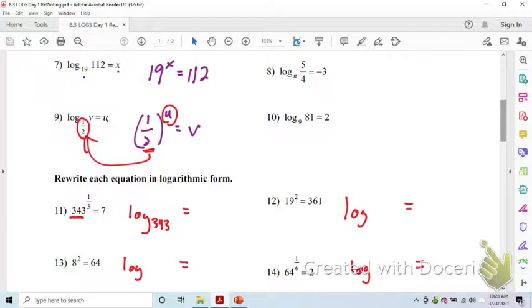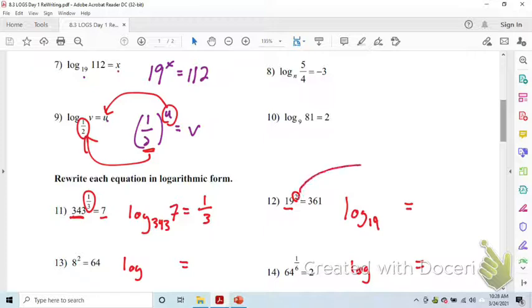Whatever the exponent is, that goes on the opposite side of the log. So the exponent here is 1/3. 1/3 right there. And then this number goes inside the log, right there. Okay? And so that's how we're going to do this. Okay? So once again, slower this time. You start with that. 19 becomes the base of the log.